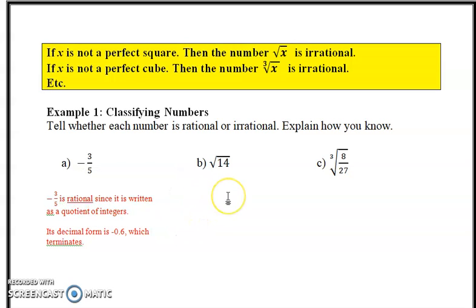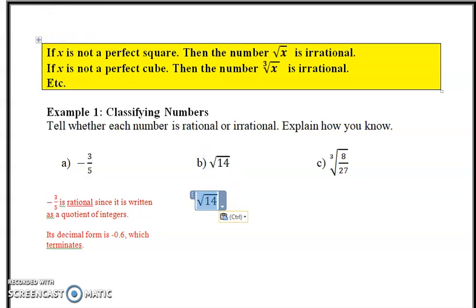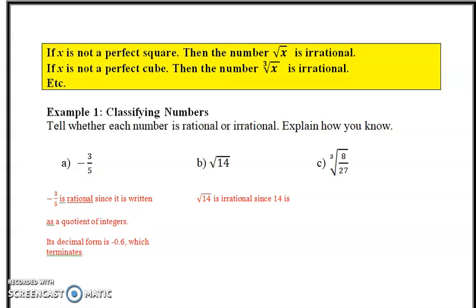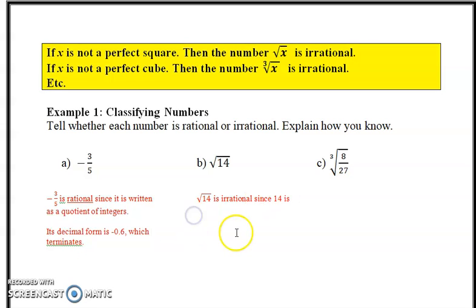So the square root of 14, there are two ways you can say this. You can say the square root of 14 is irrational since 14 is not a perfect square. So you can see that above here. That would have to be like 4, 9, 16. So anytime it's not a perfect square for the square root, then it's irrational, right?